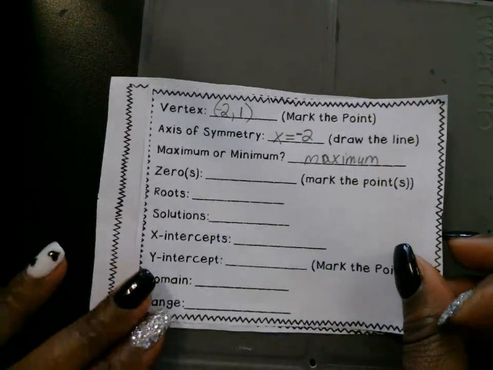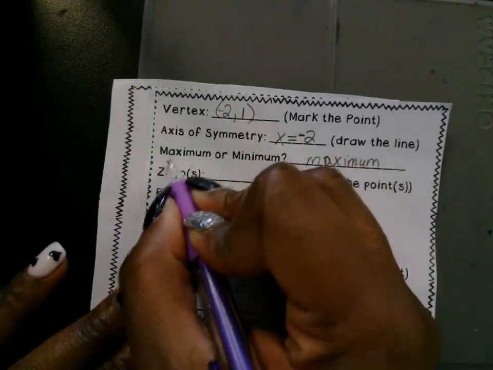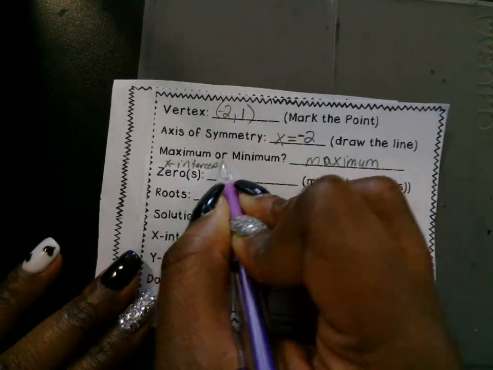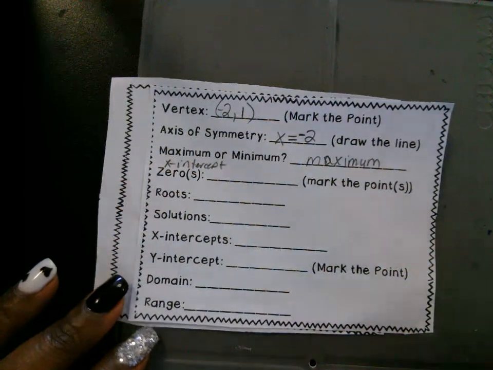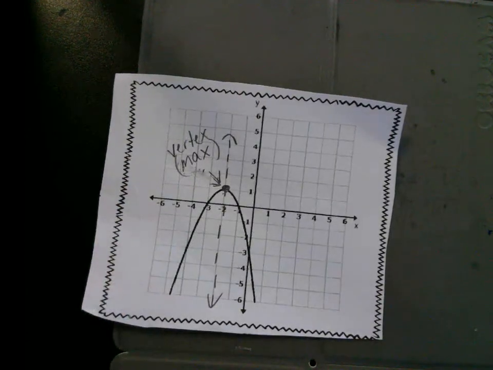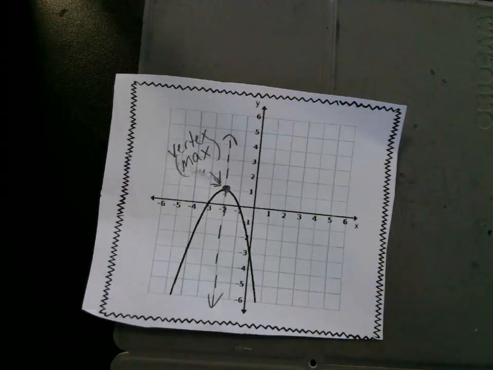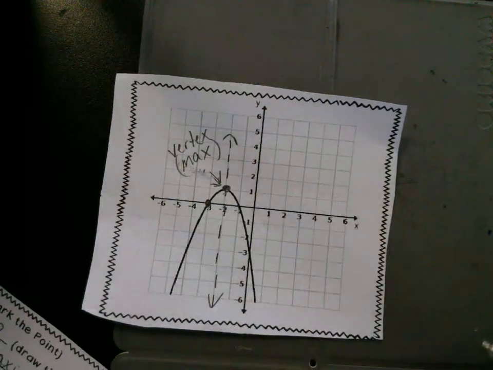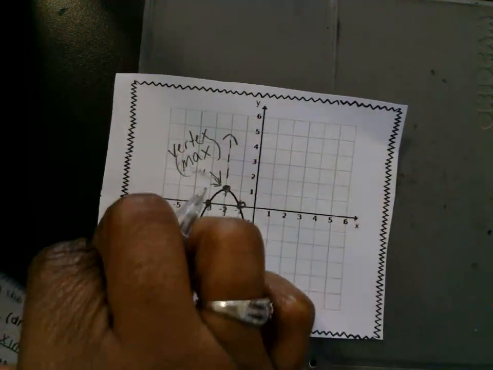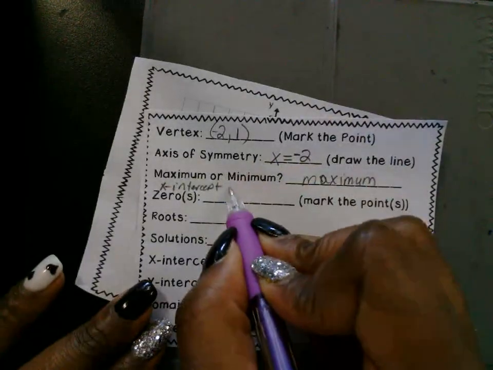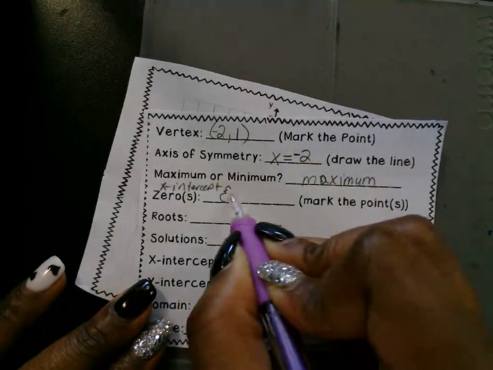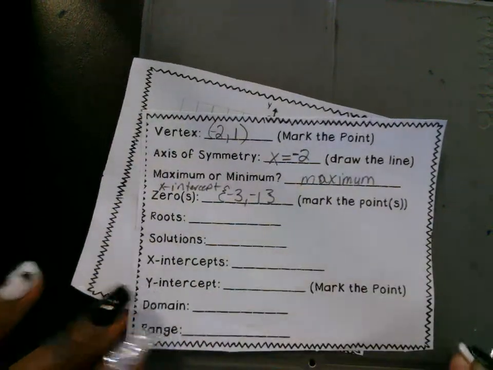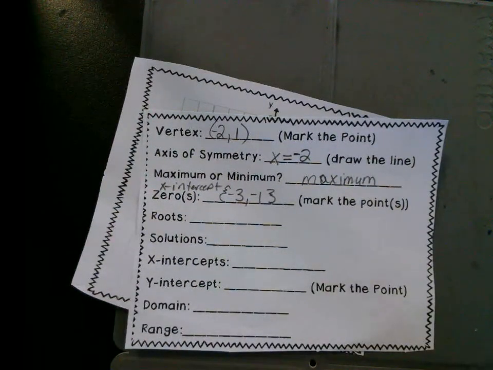Zeros. This is where the parabola crosses the x-axis. It's better known as the x-intercepts, okay? Where does the line cross the x-axis? At what numbers? Negative 3 and negative 1. Those are my zeros. So I'm going to make a list. Negative 3 and negative 1 are my x-intercepts.